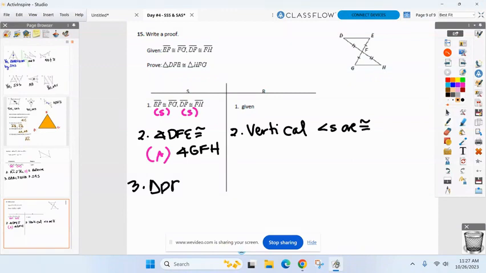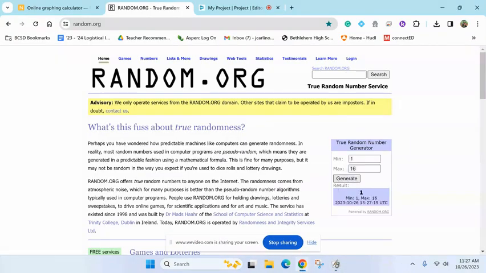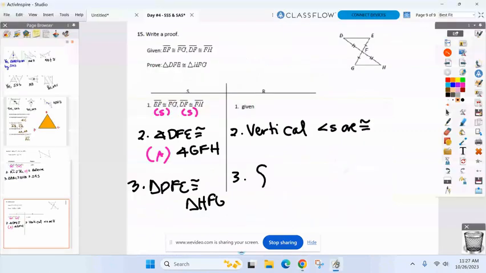Triangle DFE is congruent to triangle HFG. And just give me the reason to finish this off. Finish it up, Charlie. SAS. Yep. Side angle side. Tomorrow we go over 2 more methods out of the 5. But for now, we're good. So you can go right to the textbook.